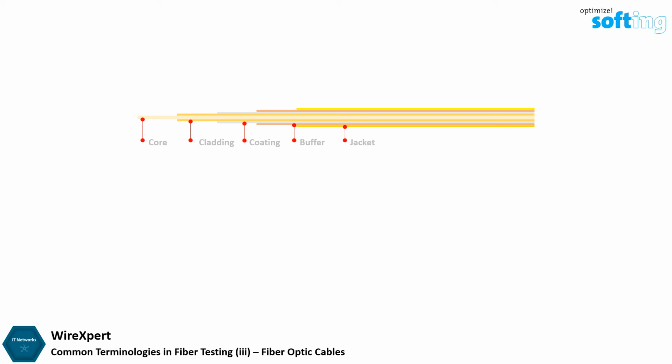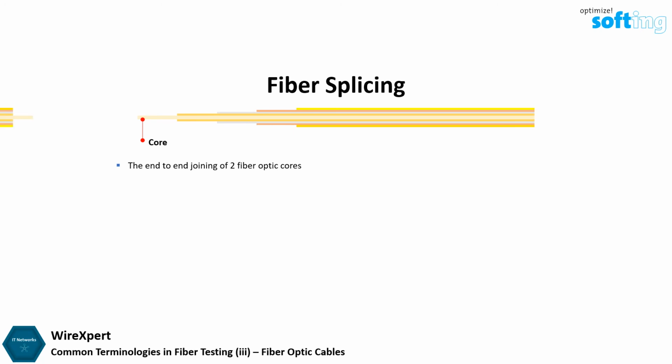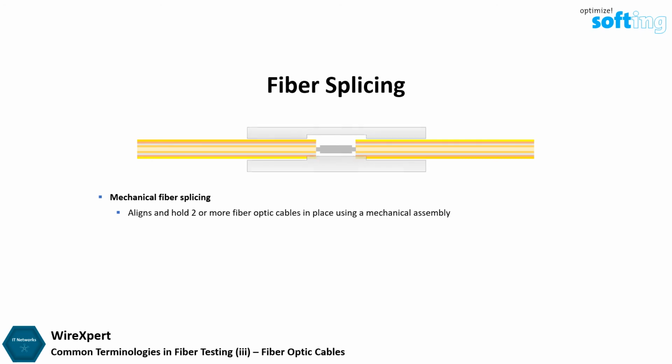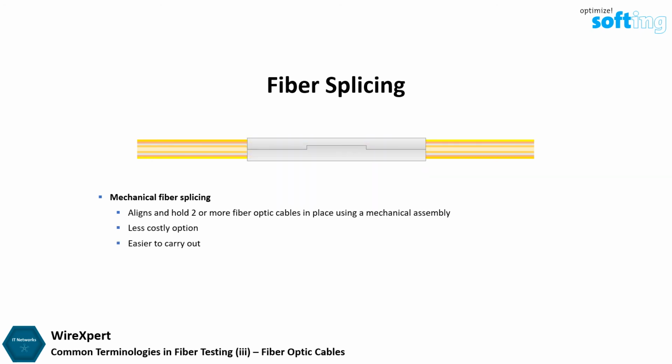Fiber optic cables can be joined together by performing fiber splicing. Fiber splicing is the end-to-end joining of two fiber optic cores. There are two types of splicing. The mechanical splicing aligns and holds two or more optical fibers in place using a mechanical assembly. It is the less costly and easier option to splice fibers. The fibers are not permanently joined, and it has a typical insertion loss of less than 0.5 decibels.